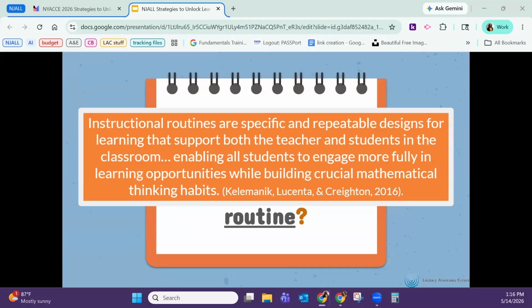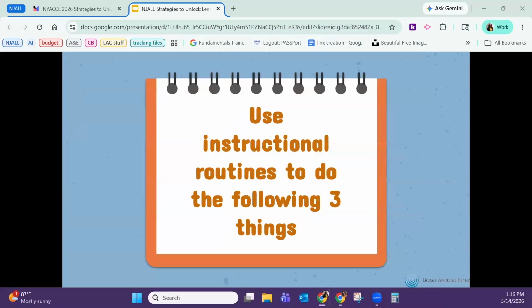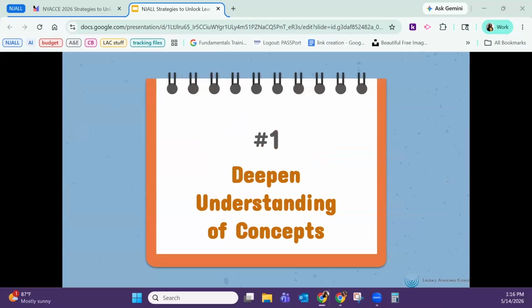So here are three strategies. Remember, I said I was going to use strategies? Here they are. Use instructional routines to do the following three things. So all of these are going to be using instructional routines, but you're going to use instructional routines to do these three things. So here's our first one. Deepen understanding of concepts.